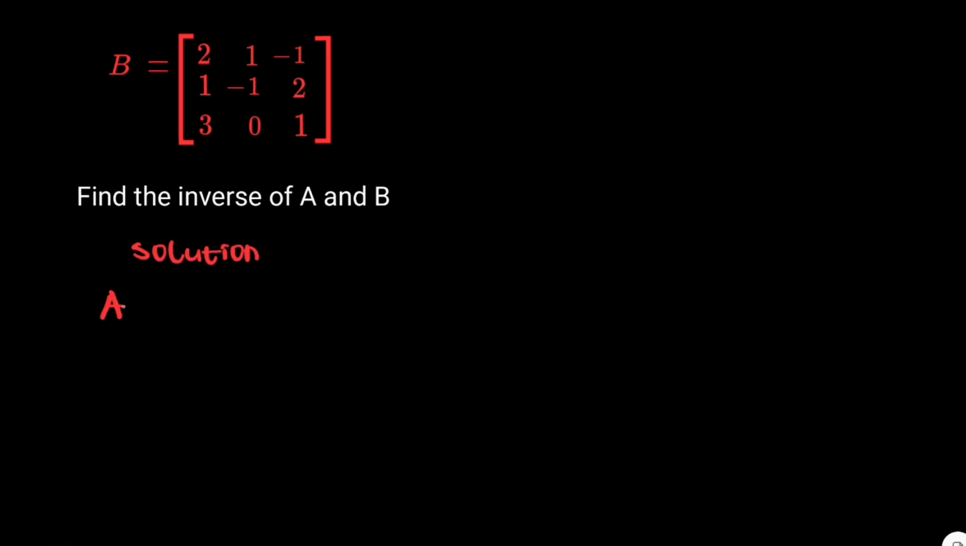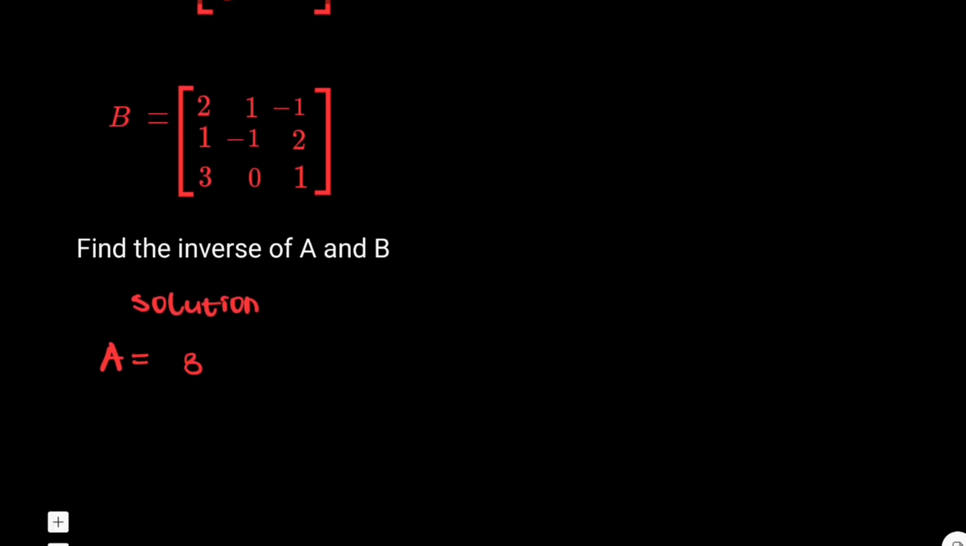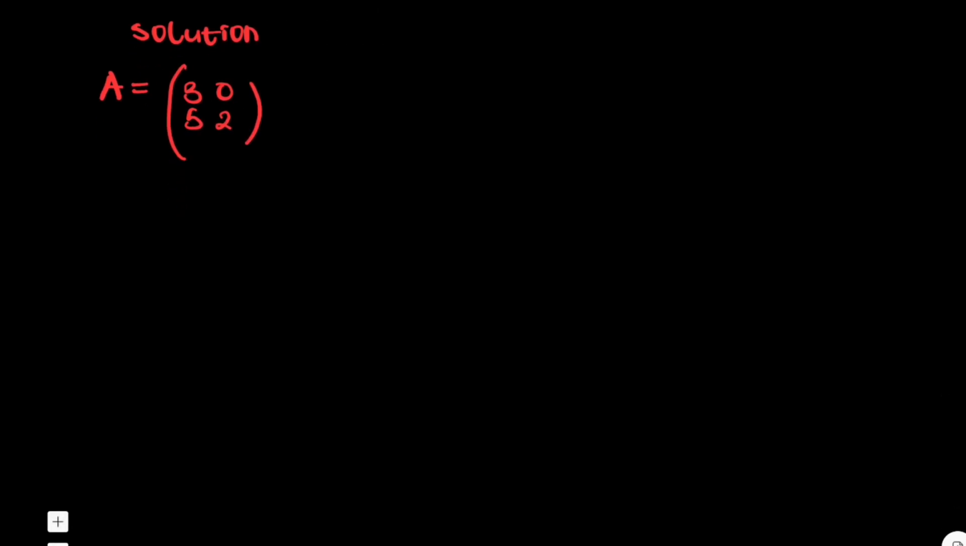Now let's write back the first matrix A, which is 3 0, 5 2. Okay, so we have to find the inverse of this matrix. To find the inverse of this matrix, we can go in steps. The first step, we find the determinant. The second step, we find the adjoint. And finally, the inverse of the matrix.